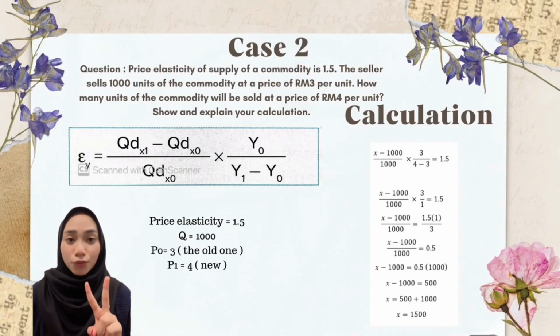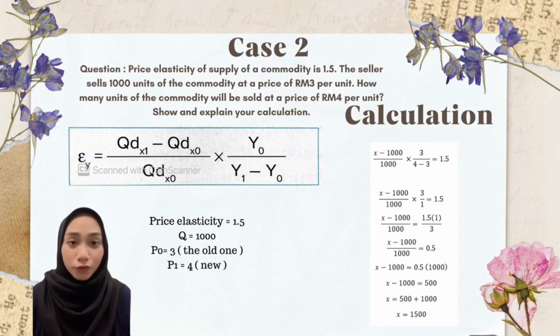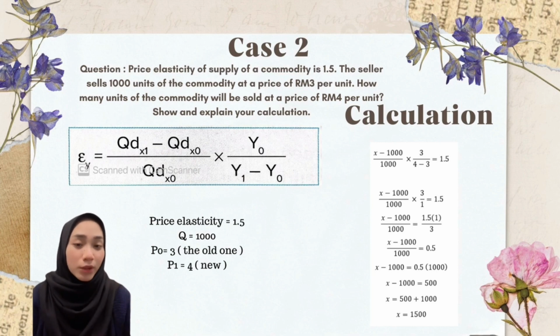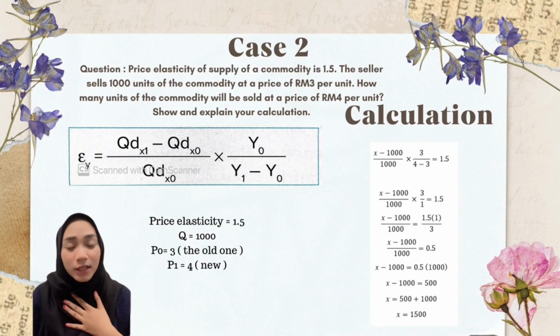For case 2, we need to find the quantity of goods. So the question is, price elasticity of supply of a commodity is 1.5. The seller sells 1,000 units of a commodity at a price of 3 ringgit per unit. How many units of the commodity will be sold at the price of 4 ringgit per unit? So this is my calculation.